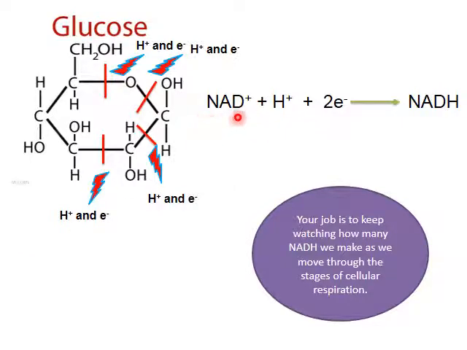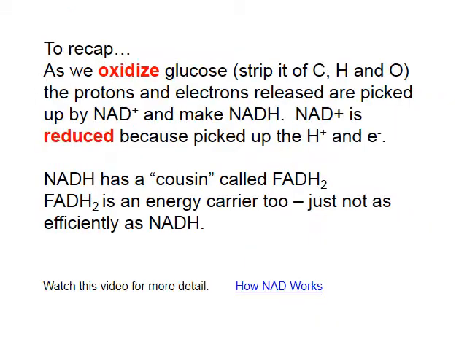So instead, what's going to happen is NAD is going to pick up those hydrogens and electrons and become NADH. Okay, so they're going to pick up the hydrogens and electrons and become NADH. So your job is going to be to watch this NADH as we strip that glucose molecule and build more NADHs.